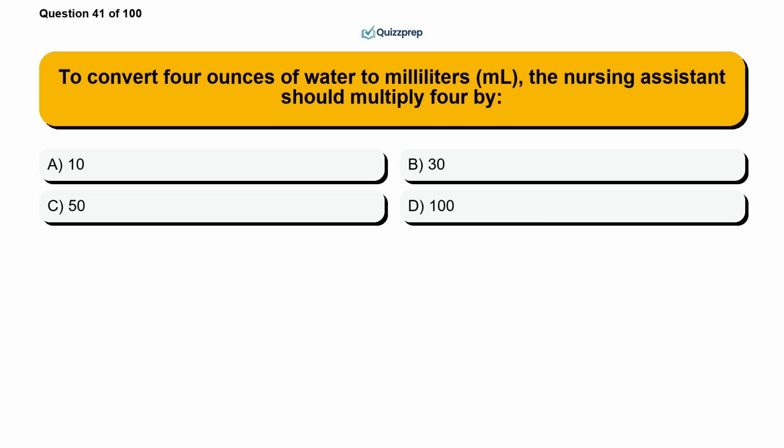Question 41. To convert 4 ounces of water to milliliters, mL, the nursing assistant should multiply 4 by: Option A, 10. Option B, 30. Option C, 50. Option D, 100. The correct answer is option B, 30.